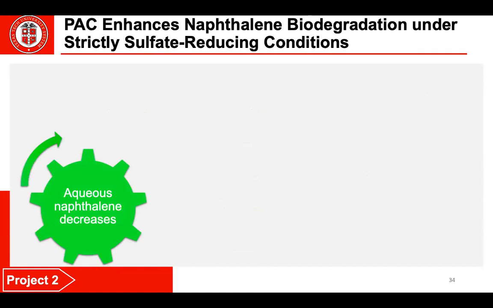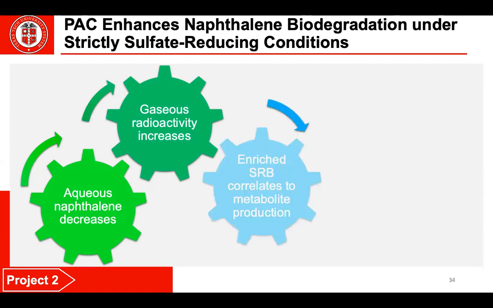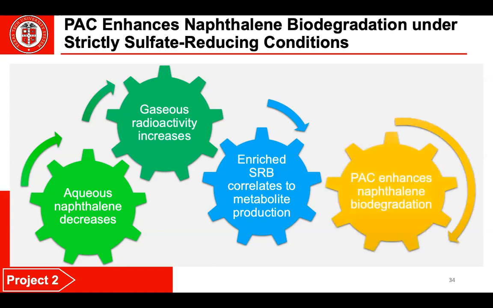So in summary, what we saw over the 500-day experiment is that as aqueous naphthalene decreases, we saw increases in gaseous radioactivity. We saw enrichment of sulfate-reducing bacteria that we could correlate to metabolite production, and were consistent with the literature suggestion as to sulfate reducers that are capable of using PAHs as a carbon source. Overall, we saw these most pronounced in the activated carbon systems. The other two systems were not statistically significant, but the system that showed all of these consistently was the activated carbon system that showed considerable mineralization.